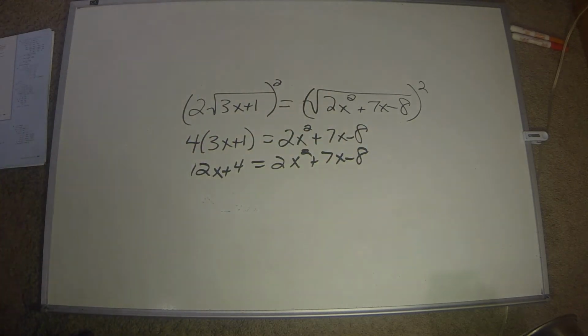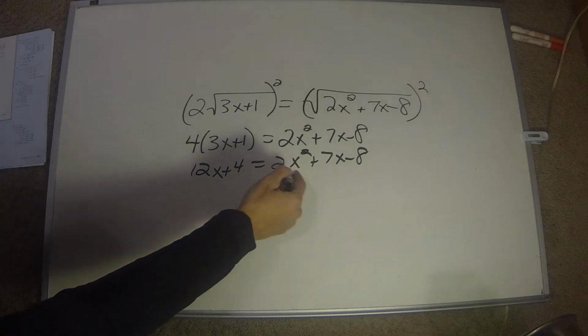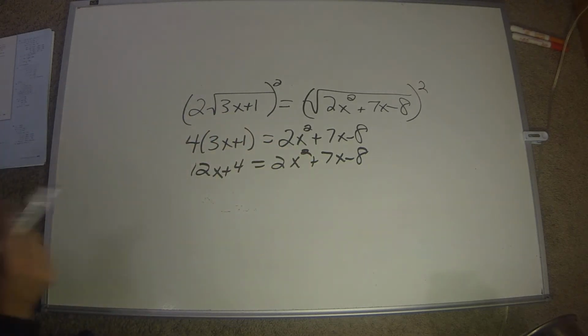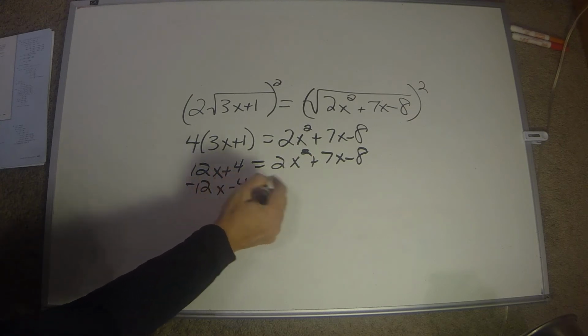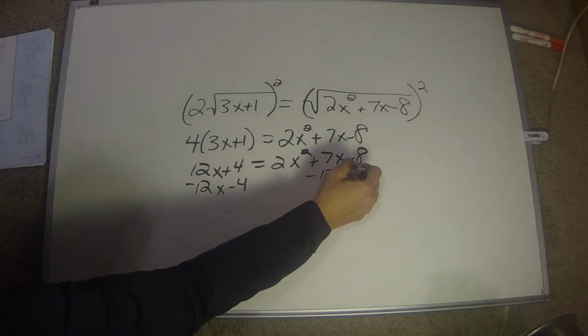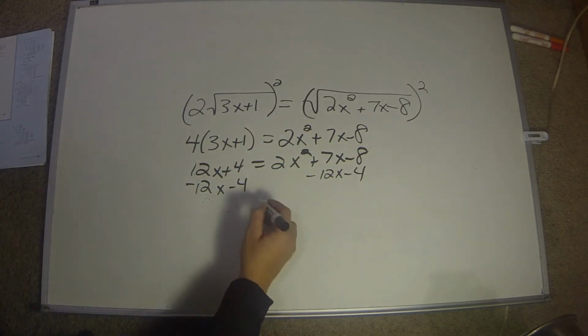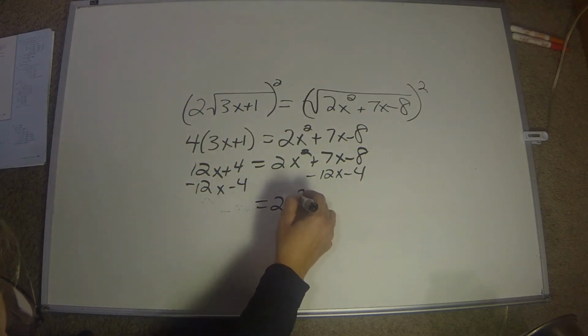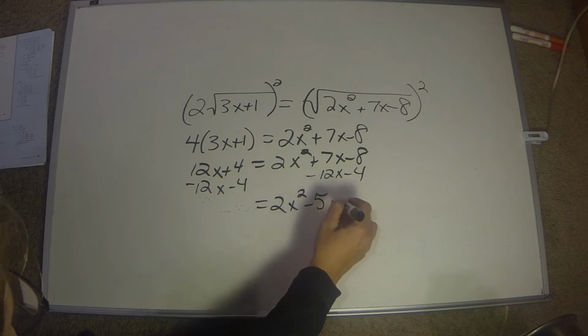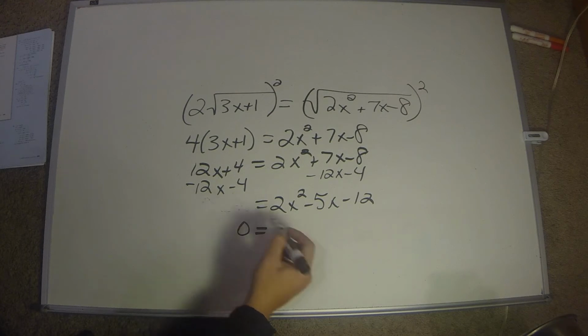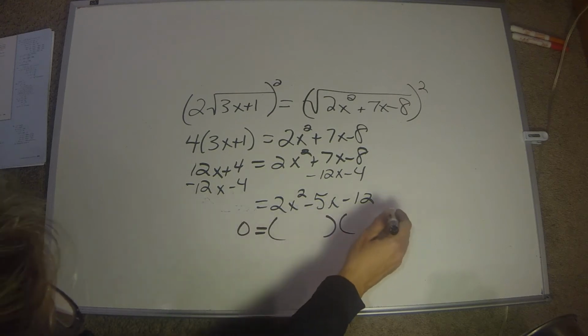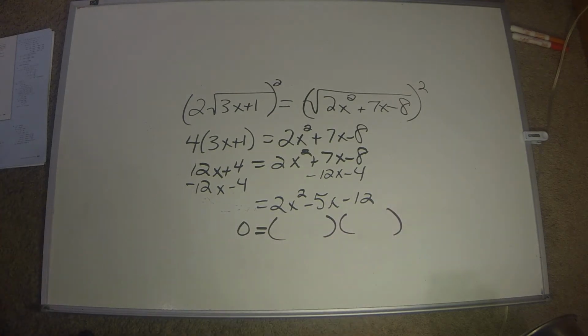Okay, so what we're wanting to do is get all of our numbers and letters on one side. Since our x squared over here is already positive, I'm just going to move everything over here to this side. So I'm going to subtract 12x and the 4 over here. So now I have 2x squared minus 5x minus 12. So that equals 0.